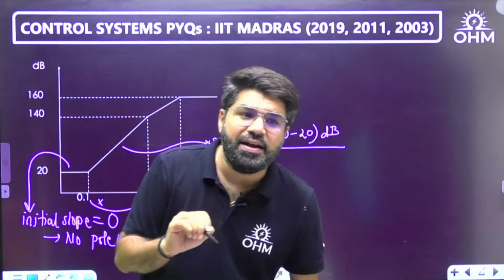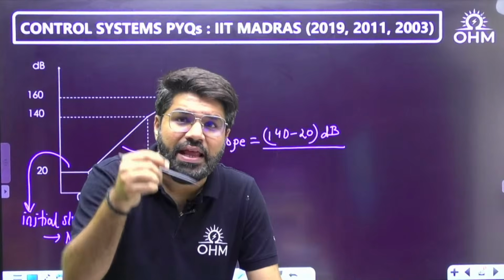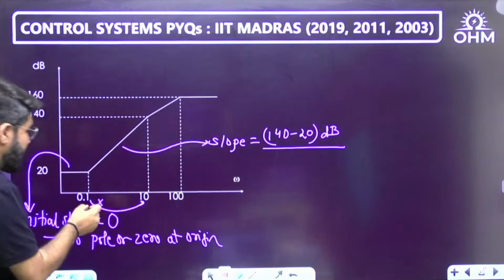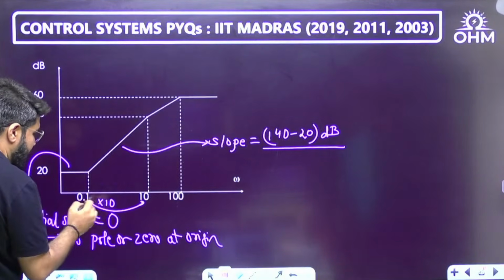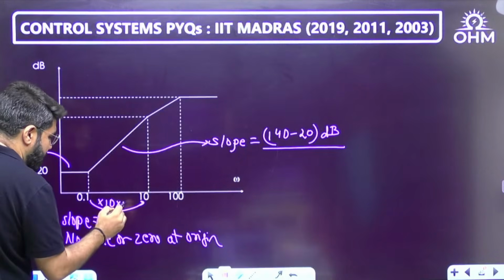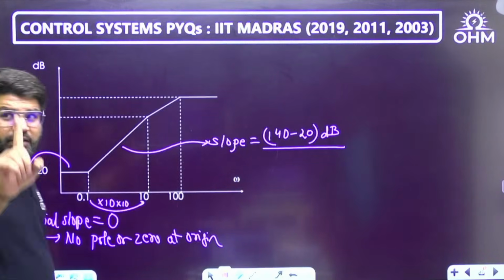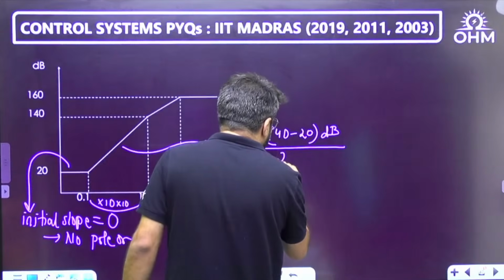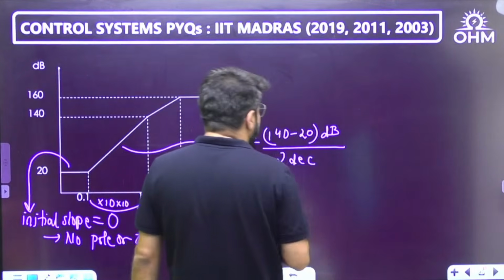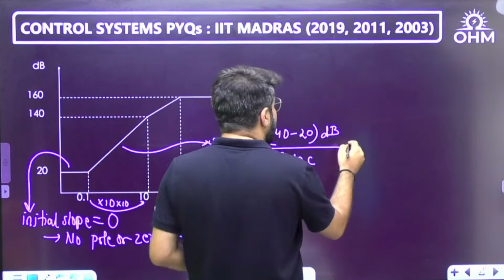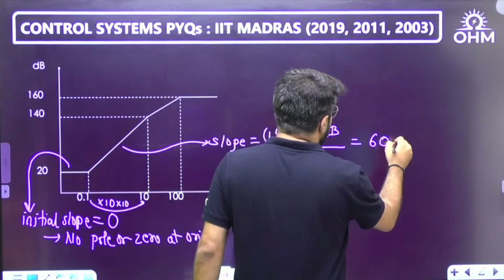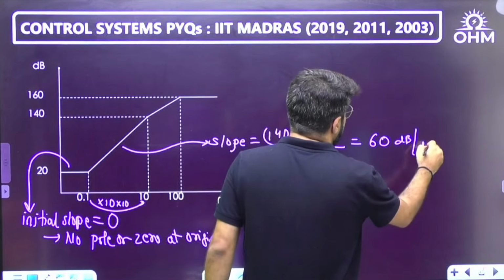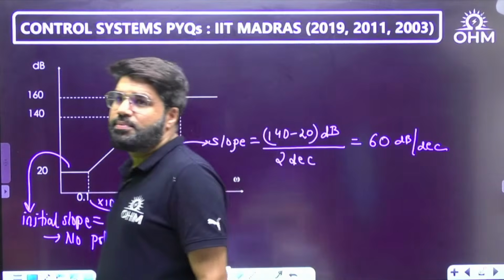And what is a decade here? A decade is a factor of 10. So how many tens do I have to multiply? If I do 0.1 into 10, it will be 1. I again do into 10, then I get 10. One factor of into 10 is a decade. So how many decades of frequency? 2 decades. So this is 120 per 2, that means 60 decibel per 1 decade. Correct? 60 decibel per 1 decade.